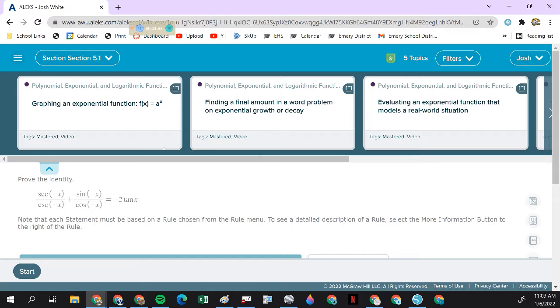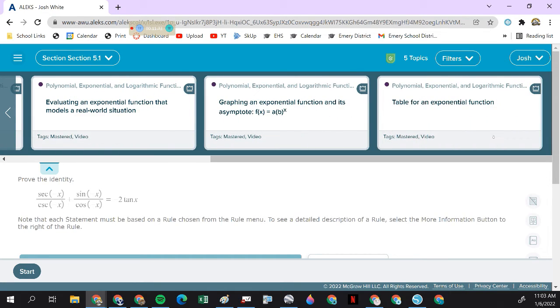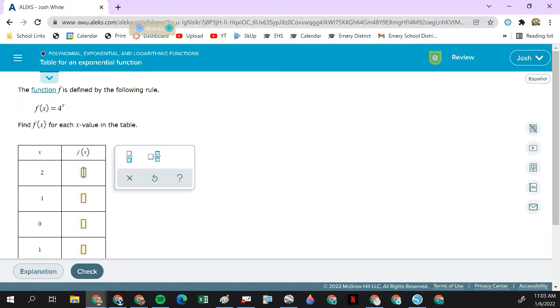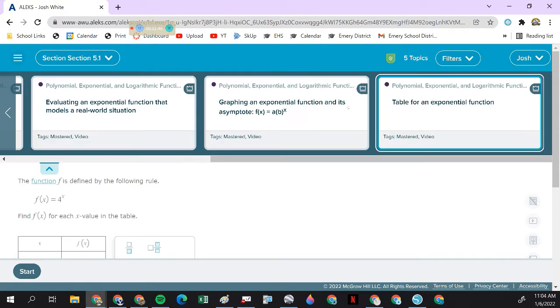All right, 5.1. So in 5.1, here you just need to fill out a table. What is 4 to the negative 2? What is negative 4 to the negative 1? Fill that out. Piece of cake.